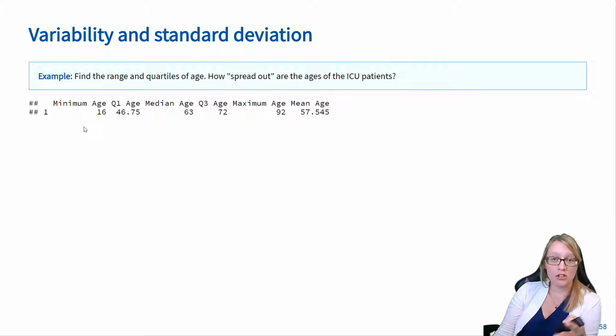So range, something you've probably learned about before, the maximum observation minus the minimum observation. So for us, the maximum is 92, the minimum is 16, so the range is going to be about 76. There's a 76-year gap between the youngest and the oldest patient. Now, how spread out are the ages? The range tells us that difference, but it doesn't really tell us about the variation in the middle of the data.